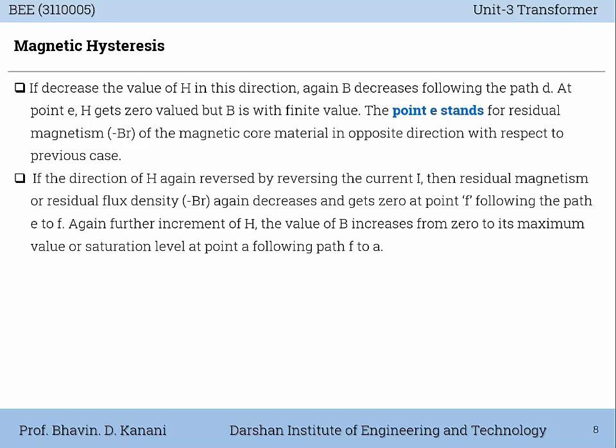If the direction of magnetizing force H is again reversed by reversing the current I, then residual magnetism or residual flux density again decreases and gets zero at point F following the path E to F. Again, with further increment of magnetizing force H, the value of flux density B increases from 0 to its maximum value or saturation level at point A following path F to A.